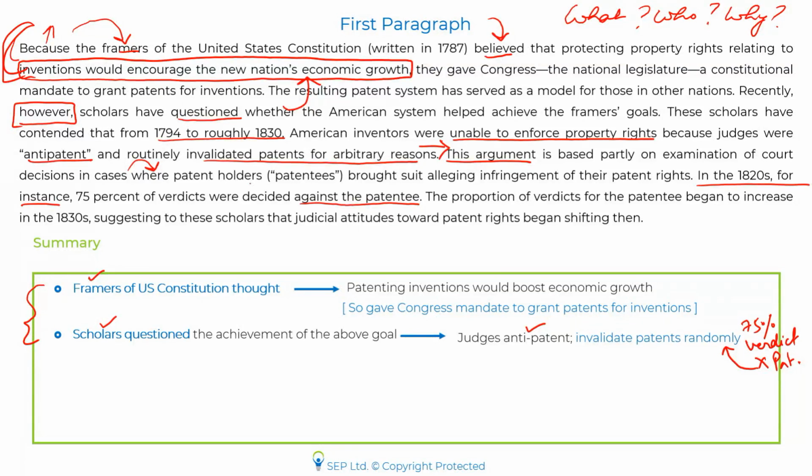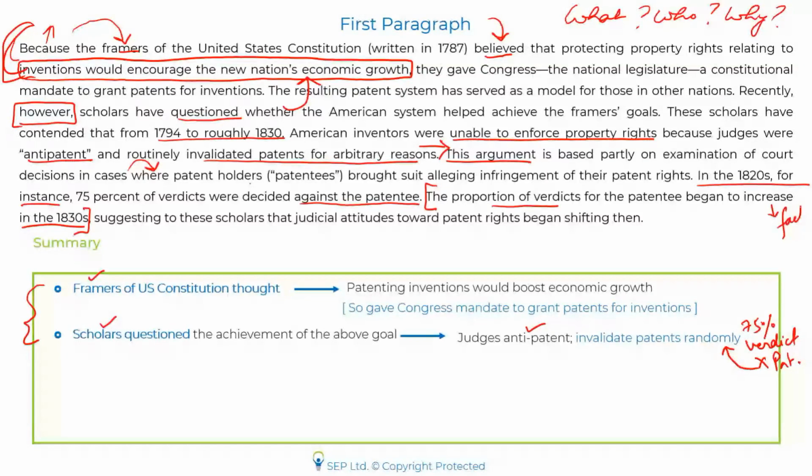Okay. See how I'm connecting with the previous sentence. The proportion of verdicts for the patentee began to increase. Okay, so in the 1820s, 75% was against the patentee. After that, in the 1830s, the proportion of verdicts for the patentee began to increase. So now, instead of only 25% of the verdicts being in favor of patentees, after the 1830s, the proportion began to increase. So this part is a fact, guys, okay? This part is a fact.